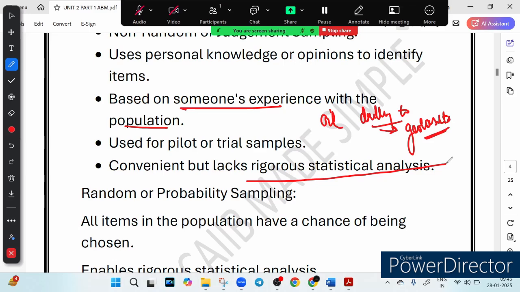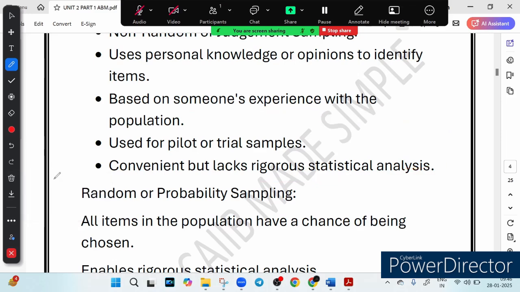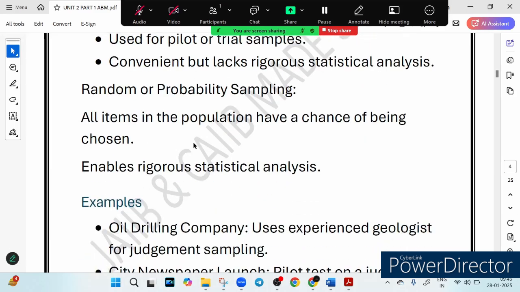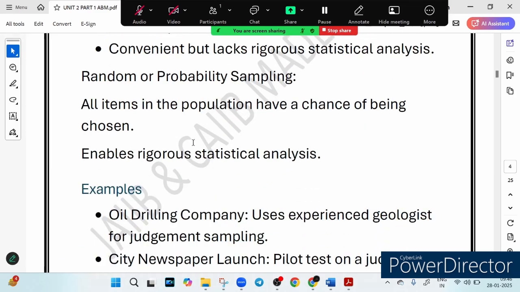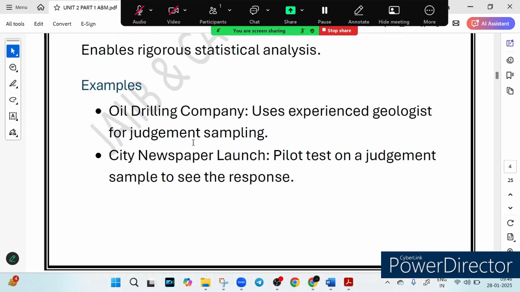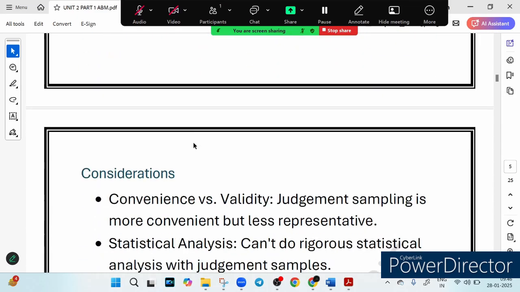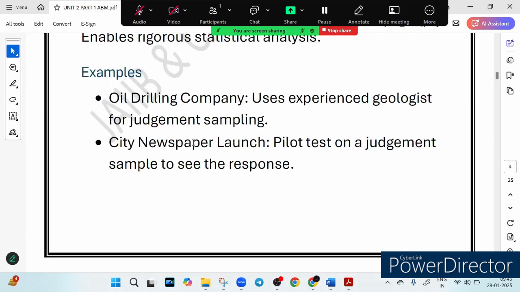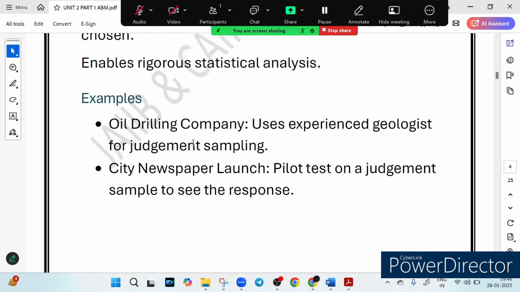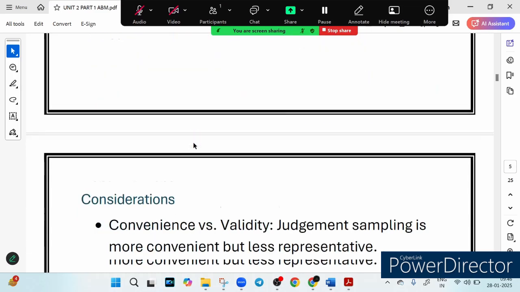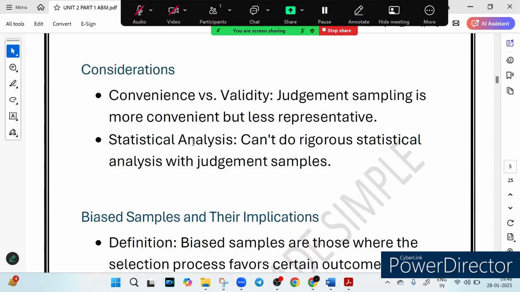Here is the key takeaway from the discussion we have just done: random sampling is fair, unbiased and great for statistical analysis, and judgment sampling is convenient but less reliable when you need to generalize the result. So you should know the pros and cons of each kind of sampling technique. You can see the two examples I have just given: the oil drilling company uses experienced geologists for judgment sampling, and the city newspaper launch uses a pilot test based on judgment. I provided examples to substantiate the point.